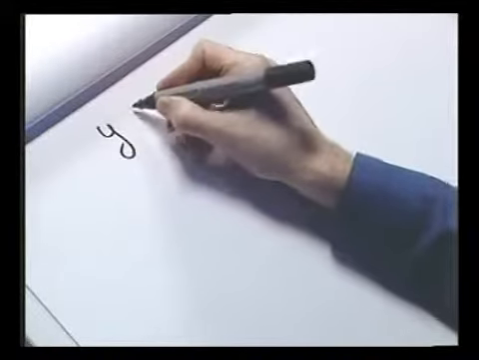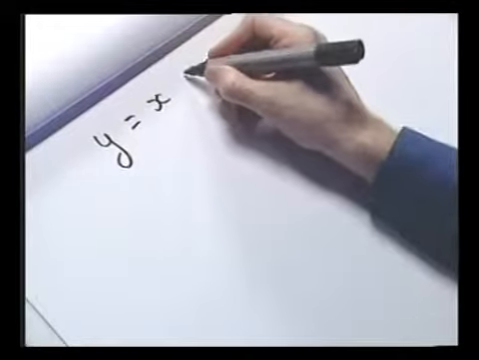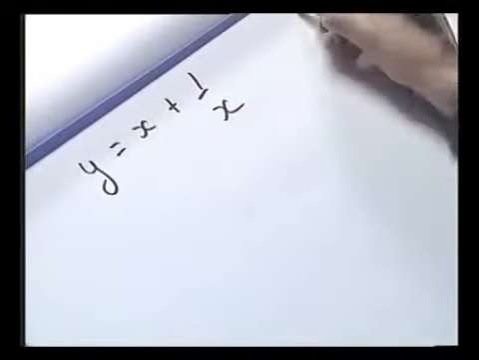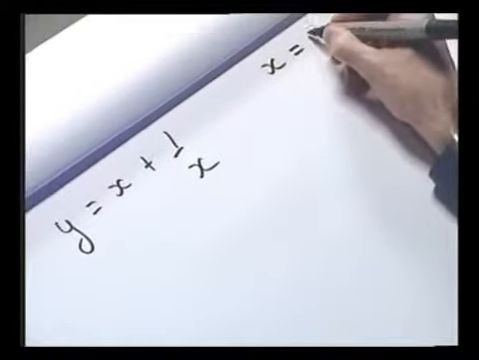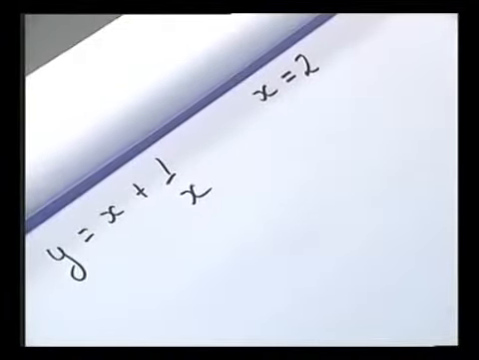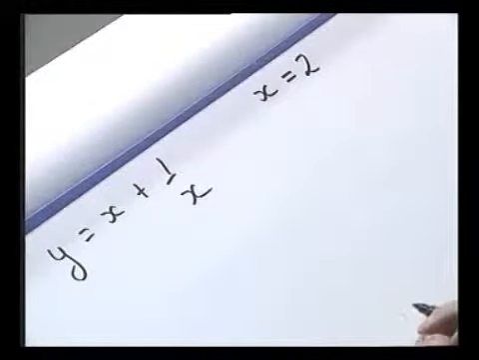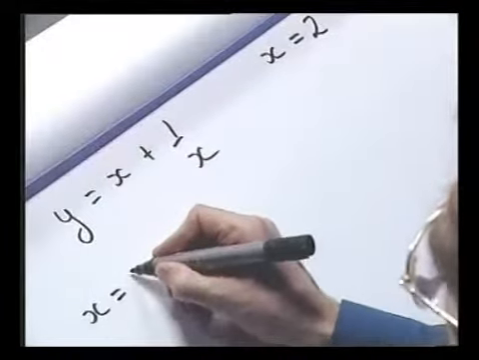Let's take the curve y equals x plus 1 over x at the point where x equals 2. Let's ask ourselves, what's the equation of the tangent at the point where x equals 2, and what's the equation of the normal? So, first of all, let's establish what the point is.